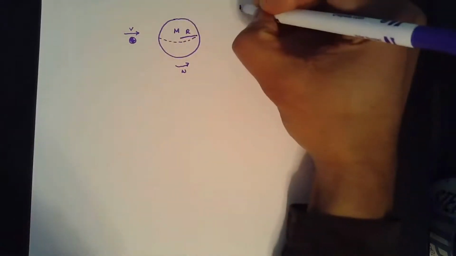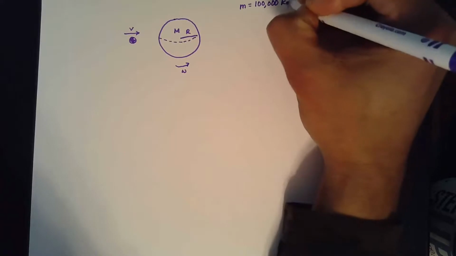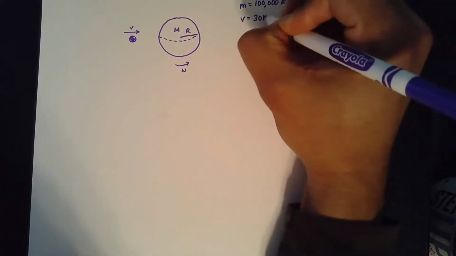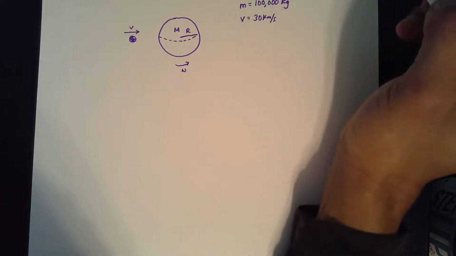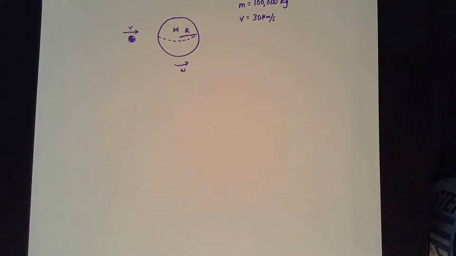The Earth has a mass. The Earth has a radius, right? These are all pieces that we know. So let me write this stuff down. That way I can remember it, and then we can go from there. So 100,000 kilograms. It hits going 30 kilometers per second relative to the Earth, hits the Earth at the equator. Okay, find the fractional change in angular speed.